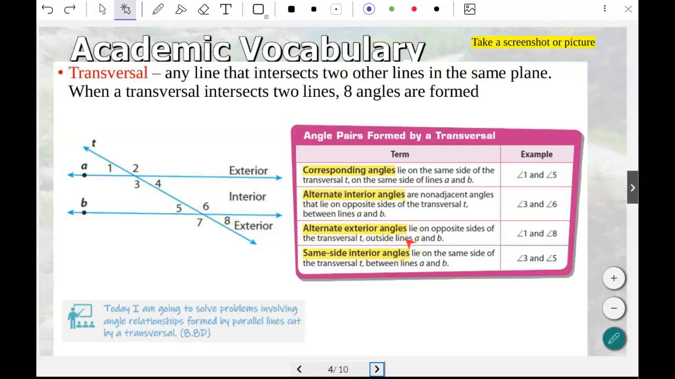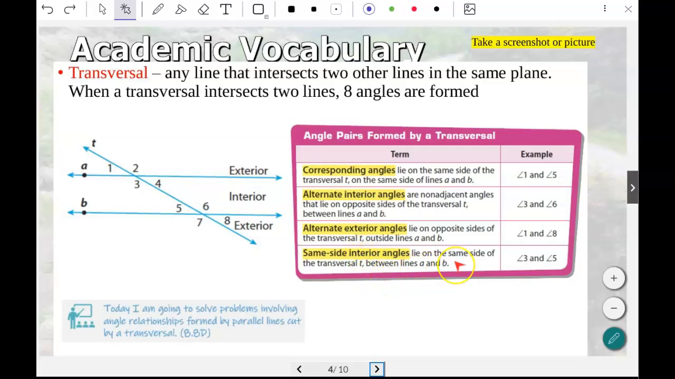Then alternate exterior angles lie on the opposite sides of the transversal T outside lines A and B. Our examples are 1 and 8. So here's 1, here's 8. All right, they are congruent, and they are on the outside.